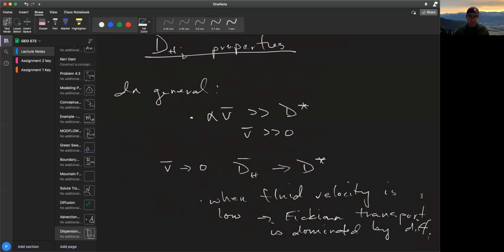So we can combine both of those into one Fickian term. And that's going to help us for our next lecture when we derive the advection dispersion equation. We can lump both diffusive and dispersive fluxes into the hydrodynamic dispersion.